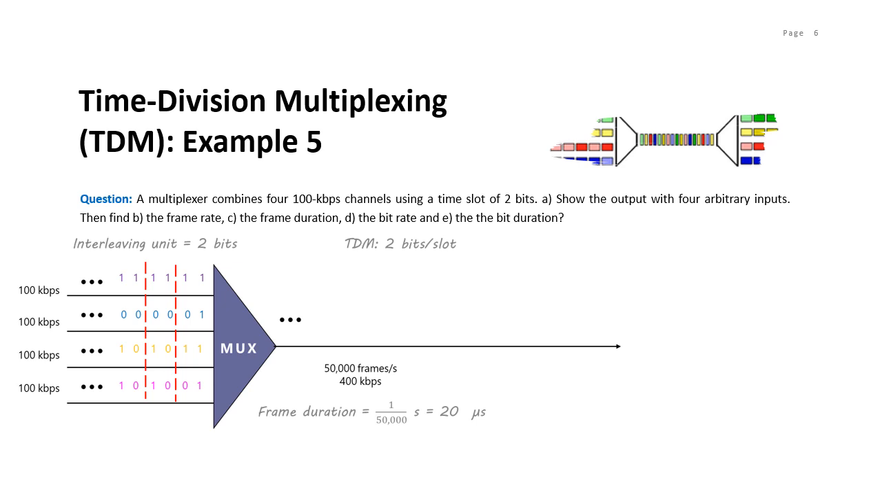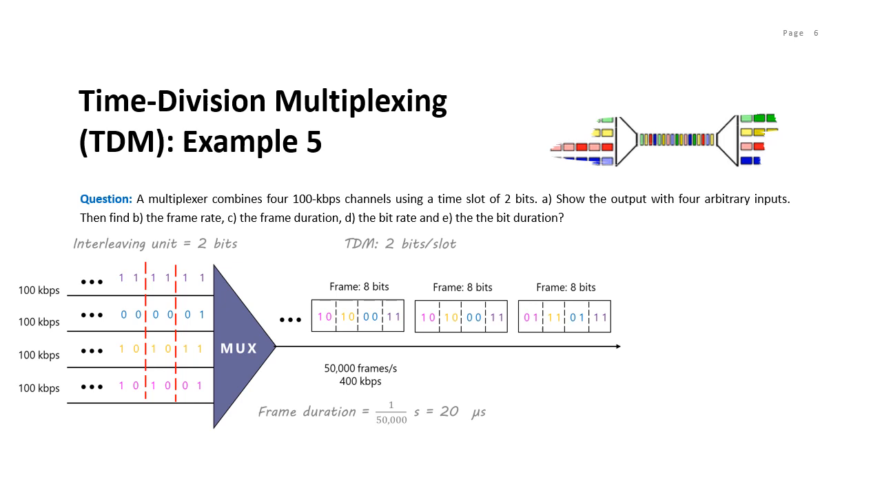Let's do another example. A multiplexer combines 4 100 kilobit per second channels using a time slot of 2 bits. The questions are A, show the output with these given 4 inputs. Then find B, the frame rate, C, the frame duration, D, the bit rate, and E, the bit duration. We can answer the questions as follows. For A, the output for the 4 inputs is as shown here.